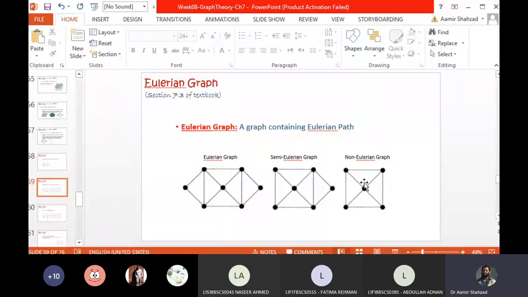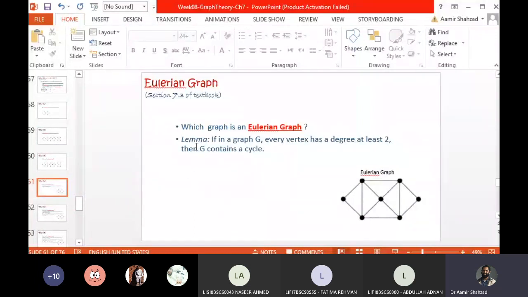And the graph visible on the right side, in this we cannot traverse each and every edge. So you can try whether we can do it or not. Okay? So we have an Eulerian graph such that if we start from a certain point, we go through each and every edge only once, and we come back to our starting point. So it's an Eulerian graph. If we cannot come back to our starting point, then it's a semi-Eulerian graph. And if we cannot traverse each and every edge, then it is a non-Eulerian graph. Okay, so we have found this.